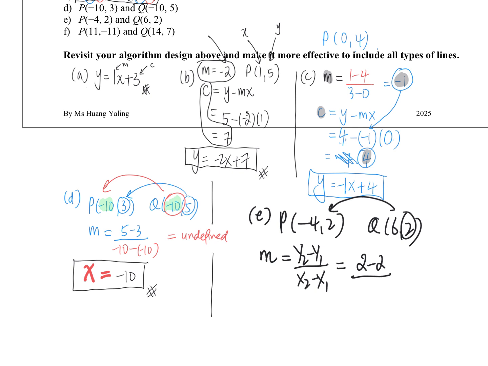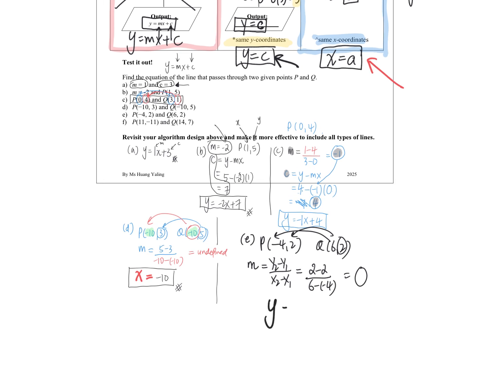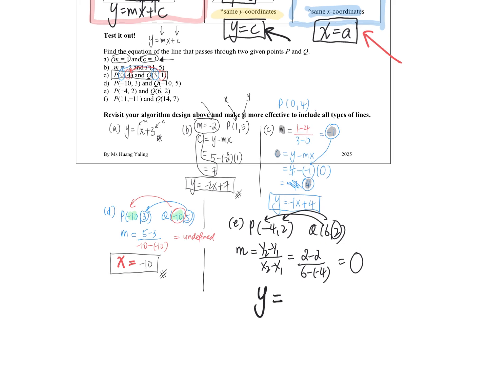Okay, over 6 minus negative 4. You will end up having the gradient as 0. So the moment gradient is 0, you know it is this case. So your equation is just equals to your y-intercept. So it's y equals to whatever y coordinate you see here. Can you see it's the same? So actually it's just equals to 2.